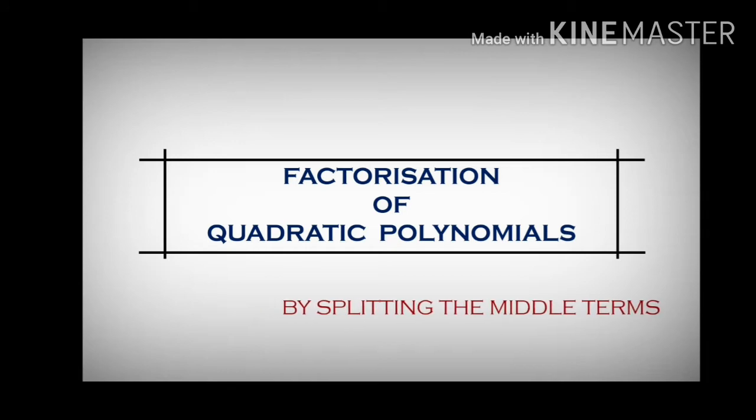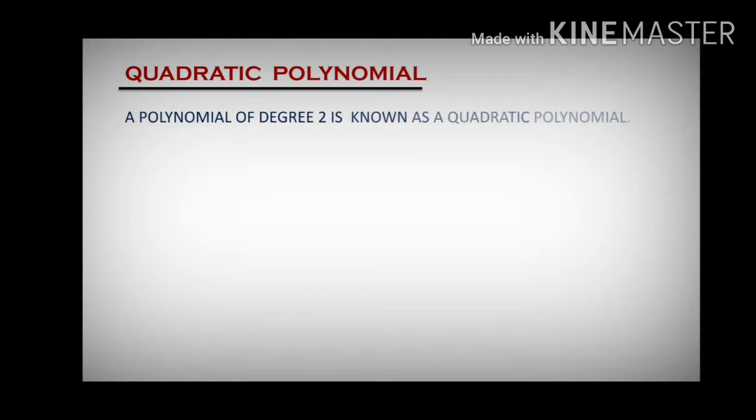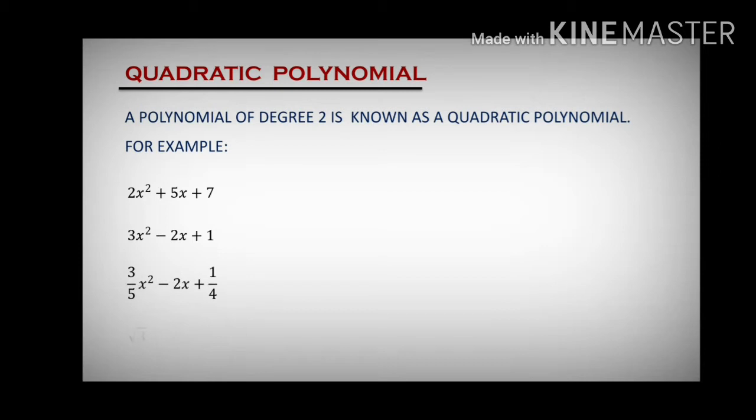Hello friends, today's discussion is about factorization of quadratic polynomial by splitting the middle terms. To start with, quadratic polynomial. A polynomial of degree 2 is known as a quadratic polynomial. For example, 2x squared plus 5x plus 7, 3x squared minus 2x plus 1, or 3 by 5x squared minus 2x plus 1 by 4, even root 3x squared minus 2x plus root 5.